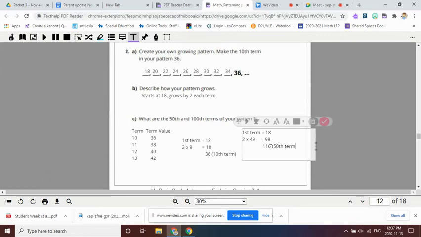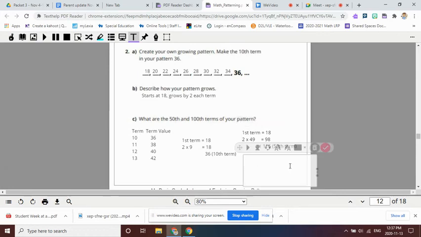So way quicker, more mathematical. All right, let's figure out our 100th term. First term equals 18. That's not changing. That's why pattern rules are so important. We always know what our first term is. And the next 99 terms are just going to be 99 groups of 2.